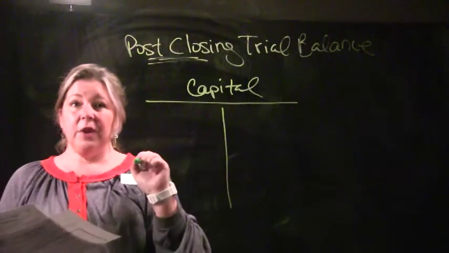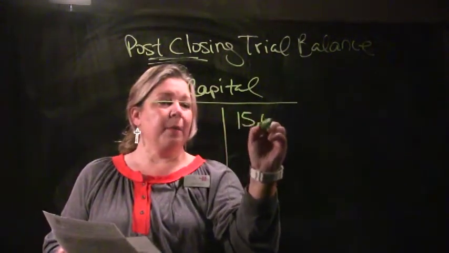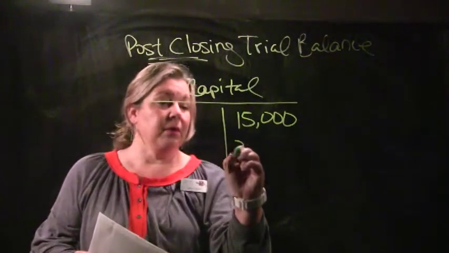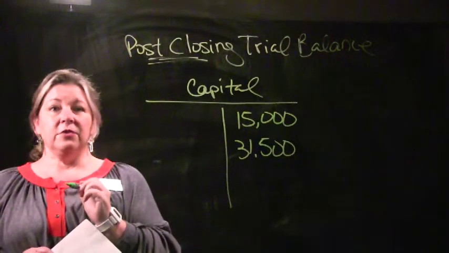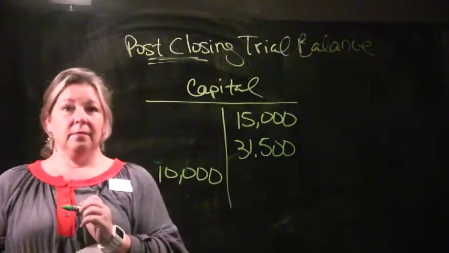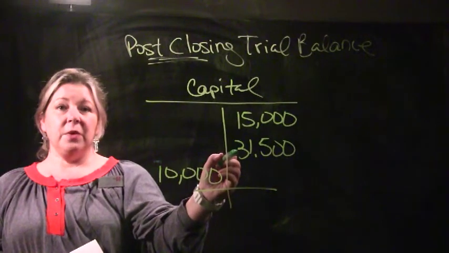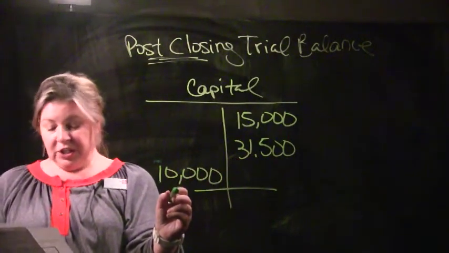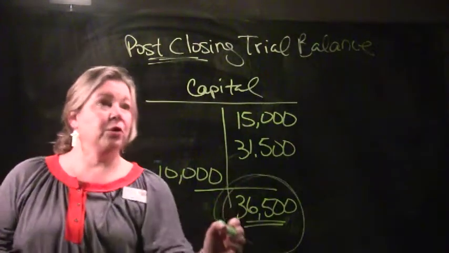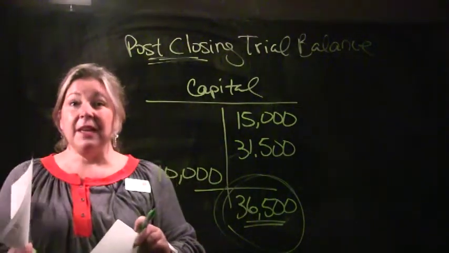So if I draw me a T account up here for capital, I can calculate my new balance. If I look on my trial balance, my beginning balance of capital was $15,000. In closing entry number 1, I increased capital by $31,500. And in closing entry number 2, I decreased capital by $10,000. So if I find my new balance, I would have $15,000 plus $31,500 minus $10,000, which gives me $36,500. So this is the number I will use on my post-closing trial balance for capital. All the other numbers that were on this beginning sheet, I will just be copying.